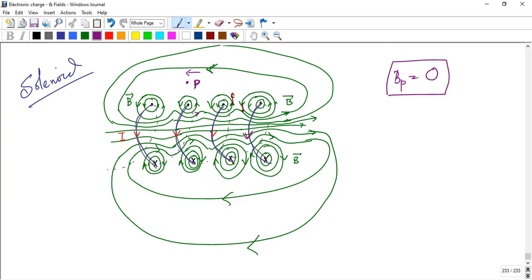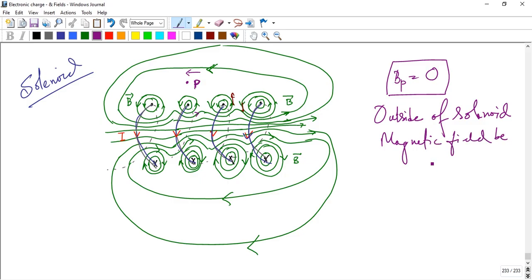But practically there is some magnetic field present here. Now we consider the ideal solenoid, so outside the solenoid the magnetic field will be zero. Here also, if I choose a point P dash, same condition. Here the magnetic field is in that direction, right to left, but here it is the opposite direction, left to right. So that's why the magnetic field is zero here.